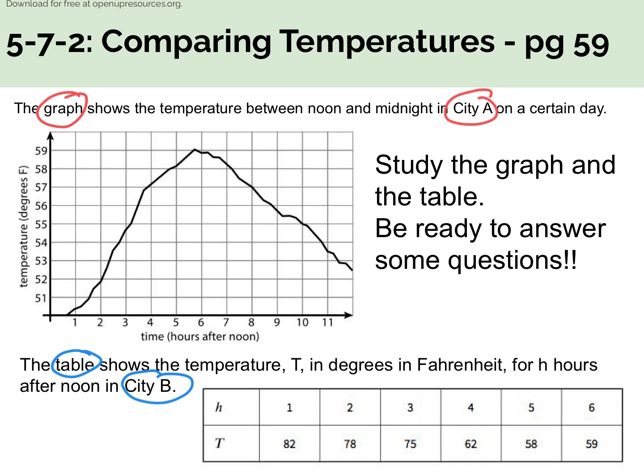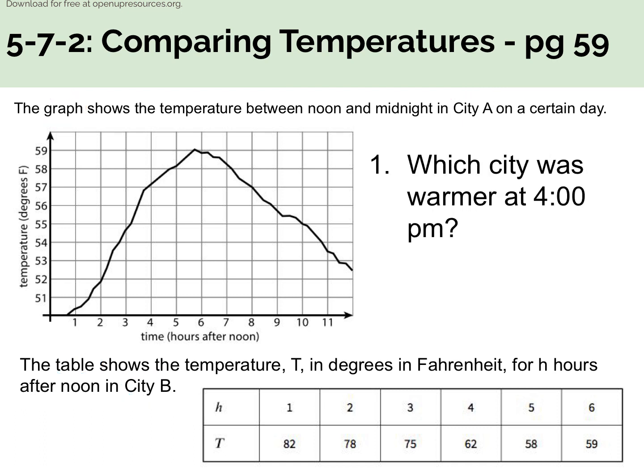All right, if you're already on page 59, awesome. If you're not, go ahead and look at page 59. So again, we're comparing these 2 different things. One's a graph, one's a table. And we're going to read number 1. Which city was warmer at 4 p.m.? So compare those 2. Which city is warmer at 4 p.m.?